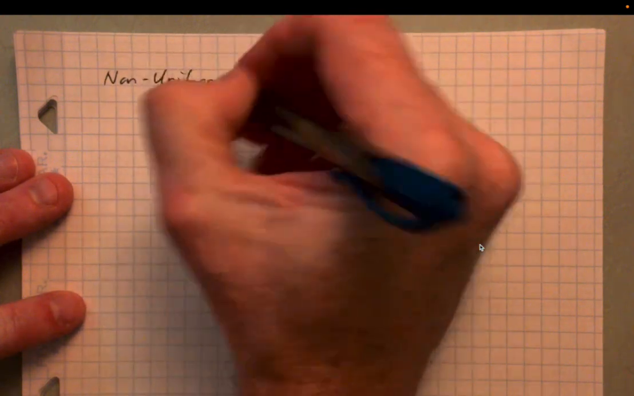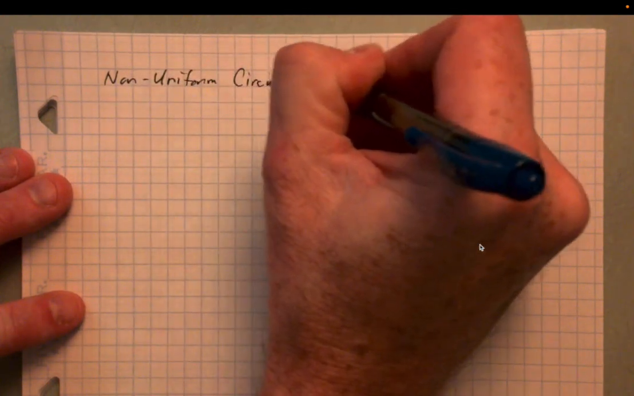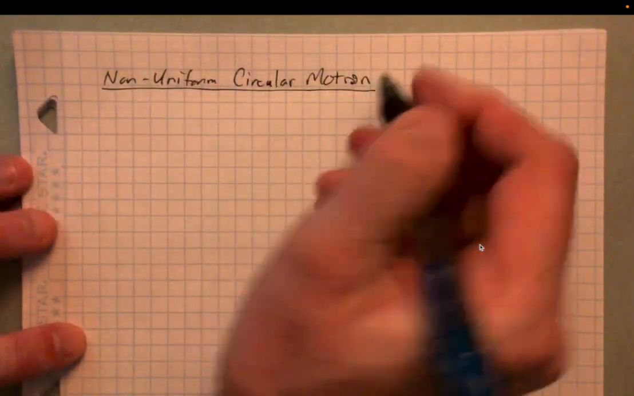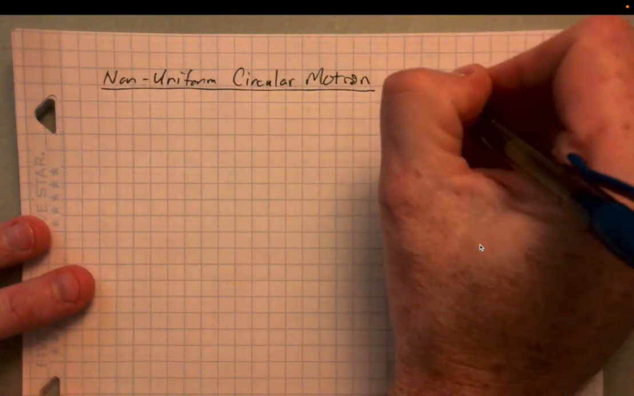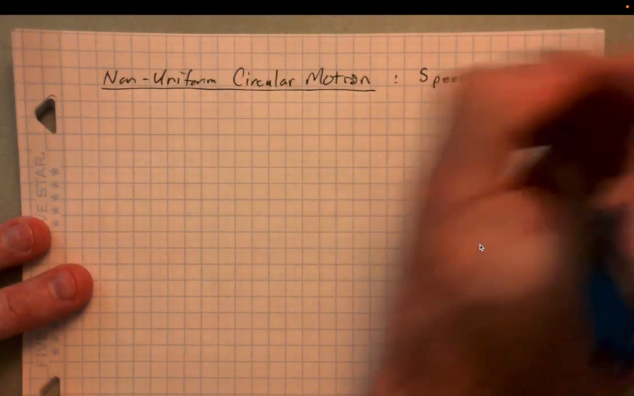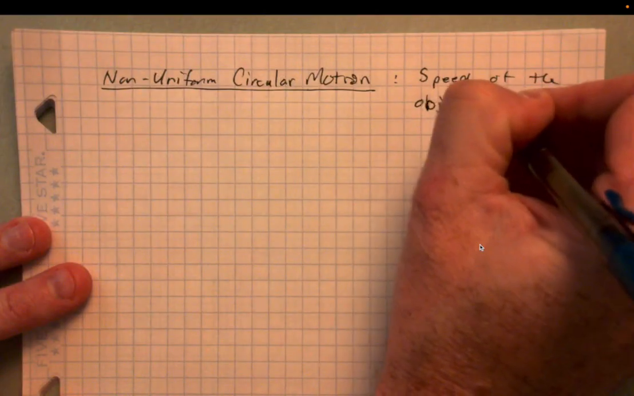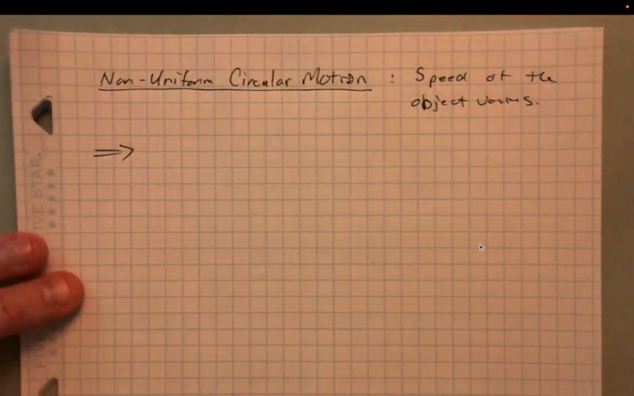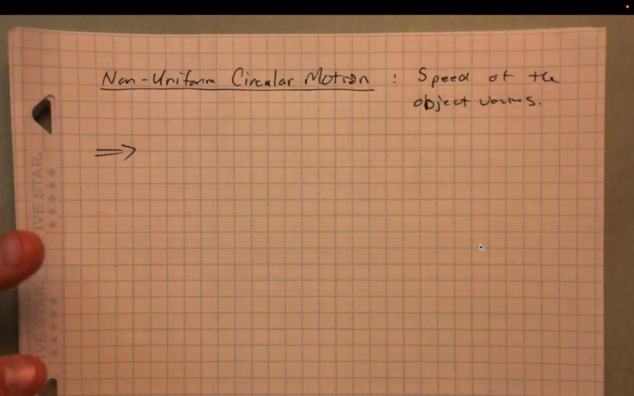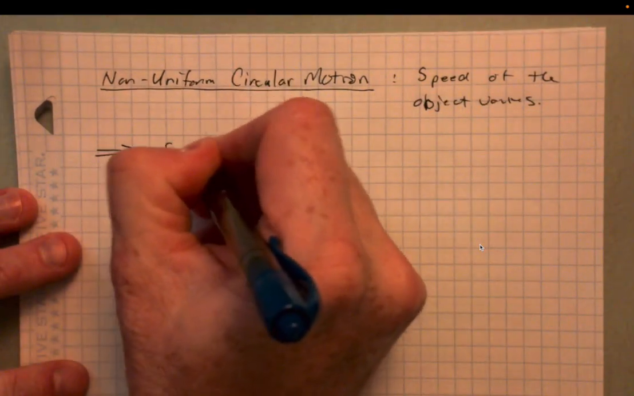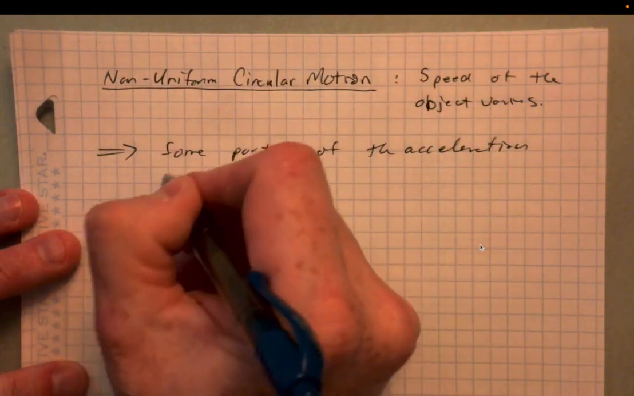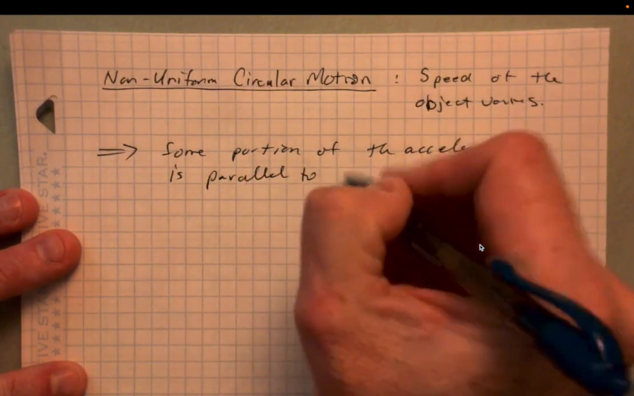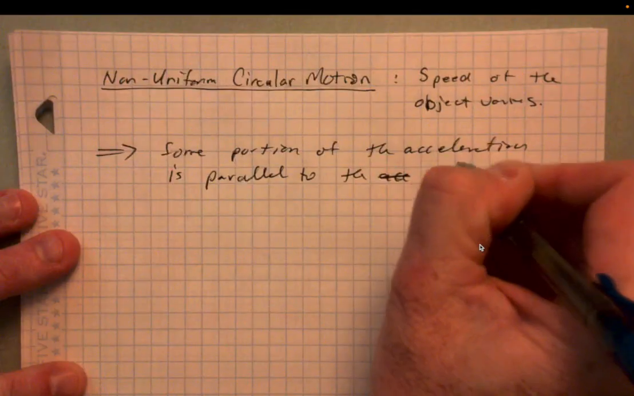And in this case, we would call that non-uniform circular motion. This can be somewhat more complicated. So basically the gist of non-uniform circular motion is just that the speed of the object varies. Right, and the implication of that is that some portion of the acceleration must be parallel to the velocity vector.